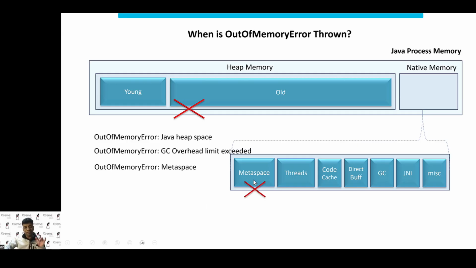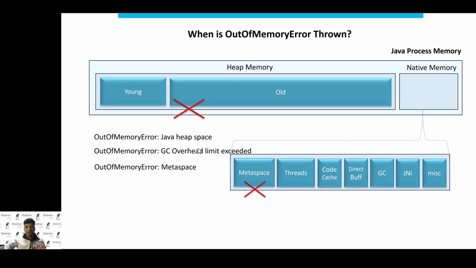When your metaspace fills up, you get out of memory error: Metaspace. So this is the third type of out of memory error. Friends, why do we need to understand these different types of out of memory errors? To answer this question, let me ask another question. What is our typical response when we get an out of memory error? The typical response is we increase the Xmx, right?